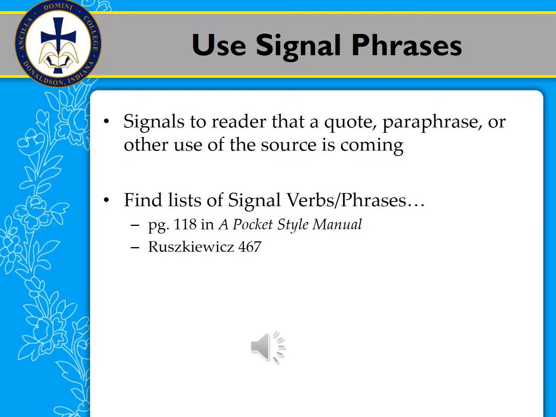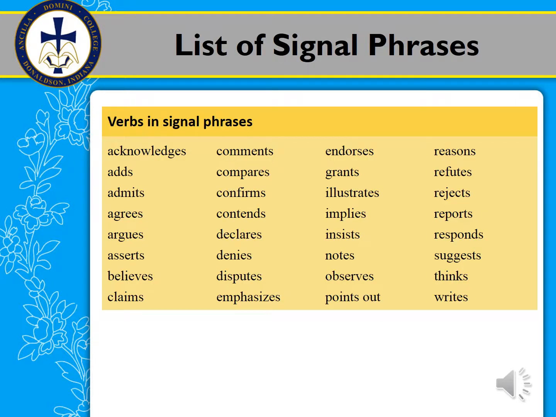In your writing, you want to use a signal phrase. A signal phrase is a phrase, obviously, that signals to the reader that a quote, paraphrase, or other use of the source is coming. And I already gave page numbers out for where you can find all these things. This is the MLA list of signal phrases.